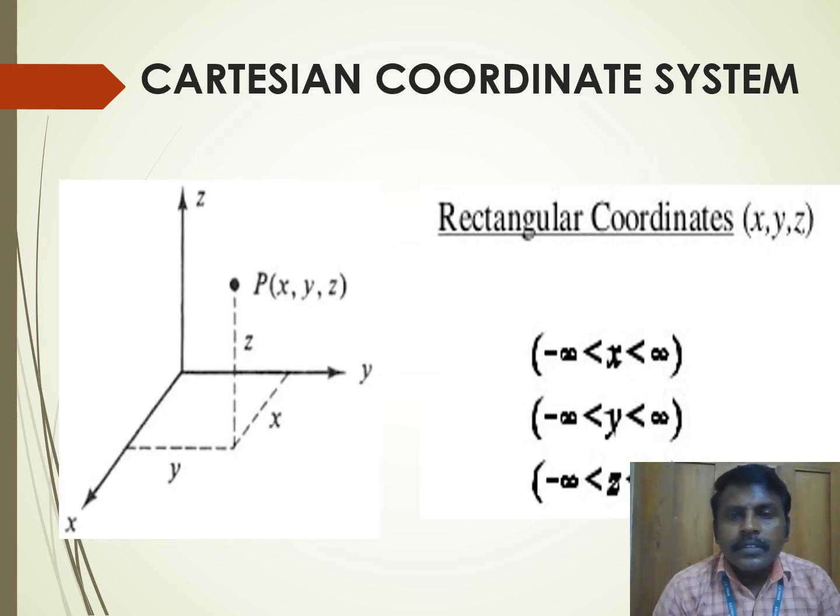Look at this, the Cartesian coordinate system. In the Cartesian coordinate system, we use x, y, z as the parameters. It is also called the rectangular coordinate system. Consider a point P common to all the x, y, z axes, so P of x, y, z. Here, the range of x is from minus infinity to plus infinity. Similarly, the range of y is minus infinity to plus infinity, and the z range is also from minus infinity to plus infinity.